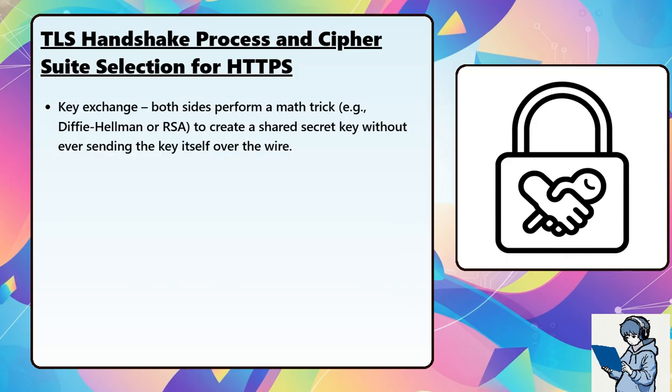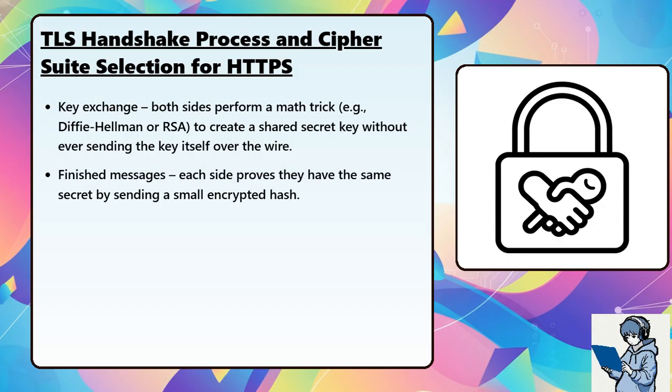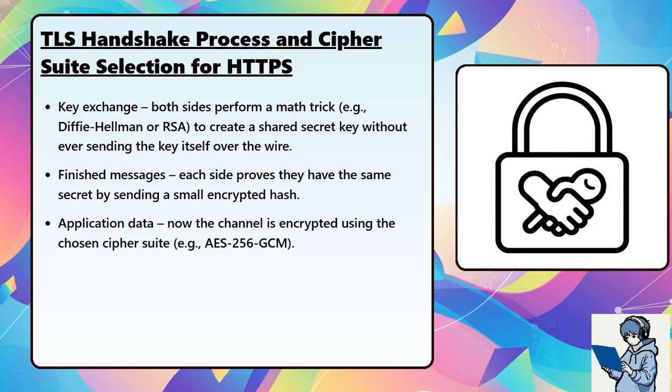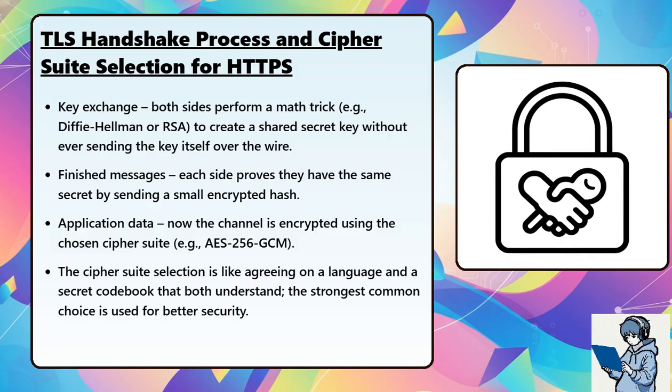Key exchange: both sides perform a math trick, for example Diffie-Hellman or RSA, to create a shared secret key without ever sending the key itself over the wire. Finished messages: each side proves they have the same secret by sending a small encrypted hash. Application data: now the channel is encrypted using the chosen cipher suite, for example AES-256 GCM. The cipher suite selection is like agreeing on a language and a secret codebook that both understand. The strongest common choice is used for better security.